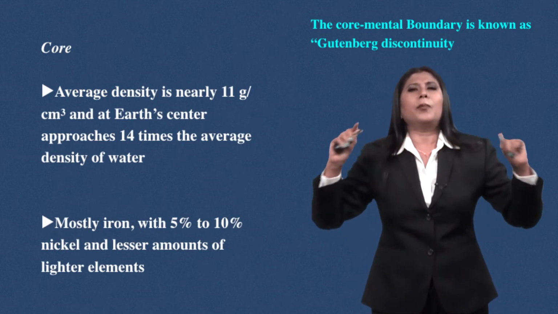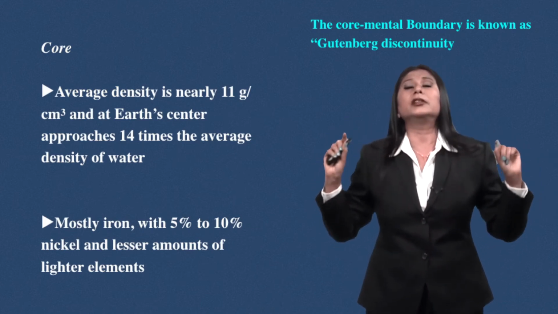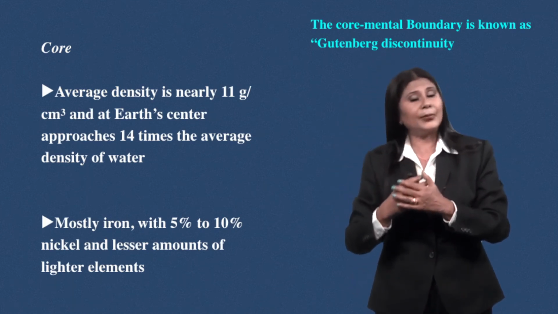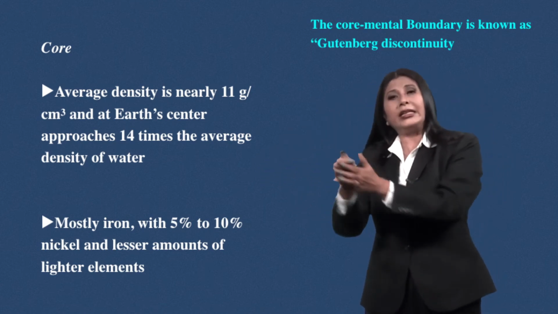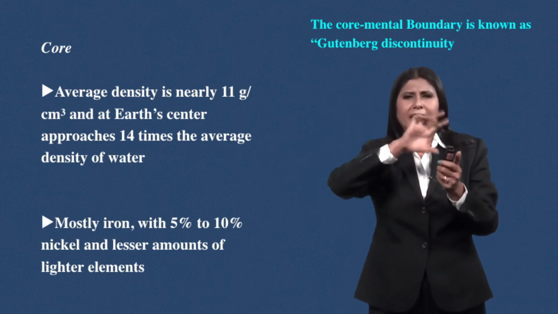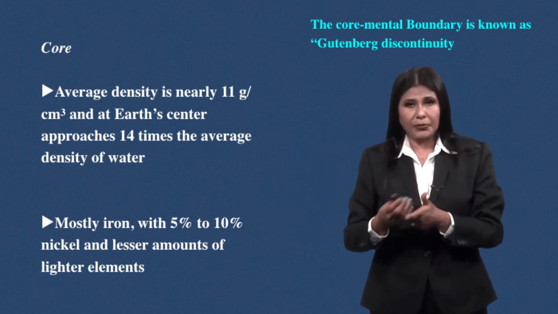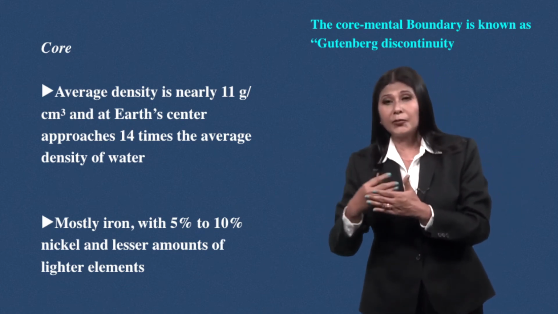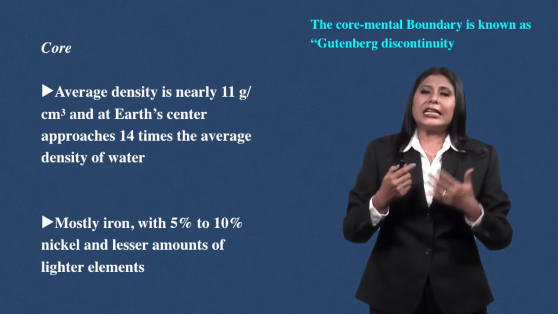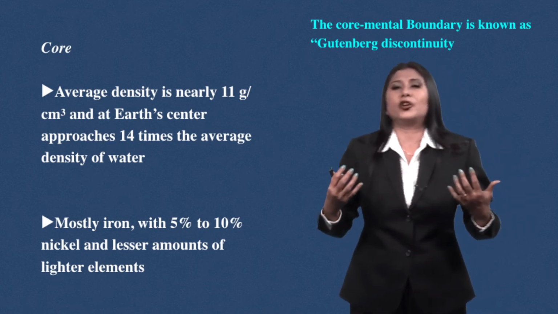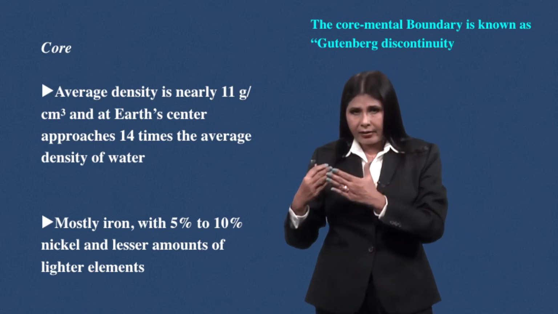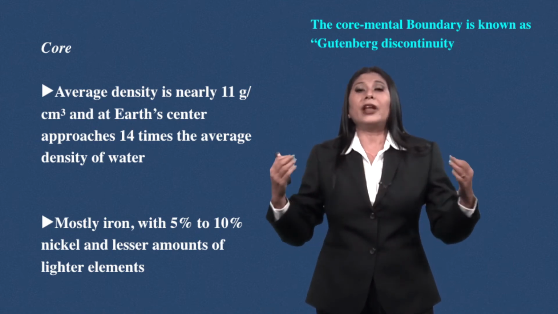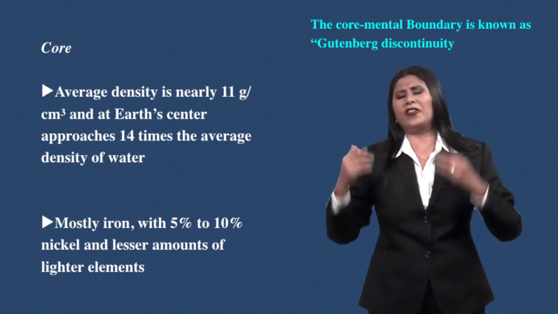The core and mantle boundary is called the Gutenberg discontinuity. So, we have the Mohorovicic discontinuity, and second is the Gutenberg. That means, from one layer to another layer, when it enters, there is a discontinuity, meaning a sudden change with lots of different properties. So, now the core has an average density of nearly 11 grams per cubic centimeter, and at the Earth's center it approaches 14 times the density of water. It is mostly iron, 5% to 10% nickel, and a lesser amount of lighter material. So, it is very, very dense and heavy.